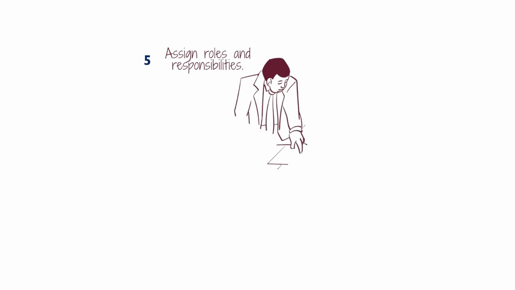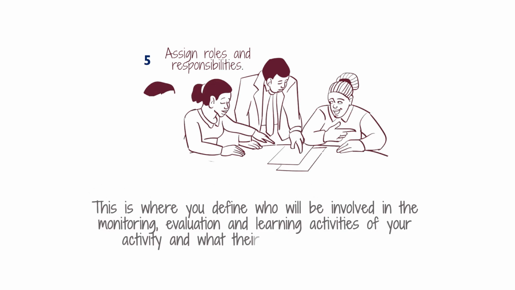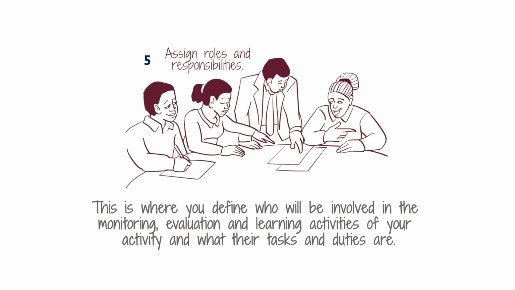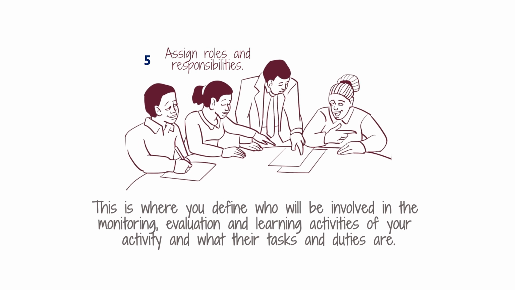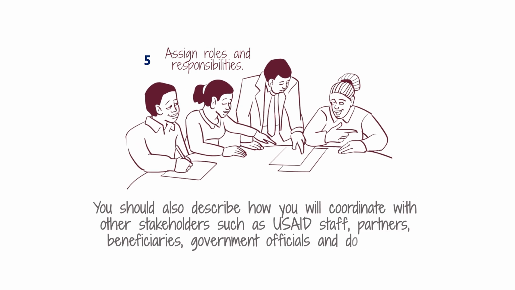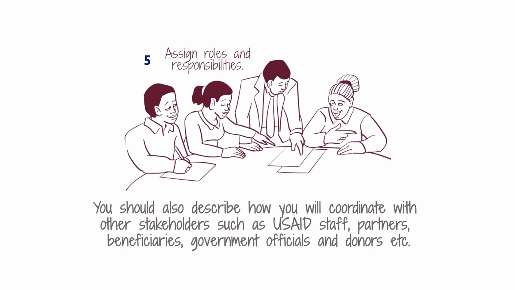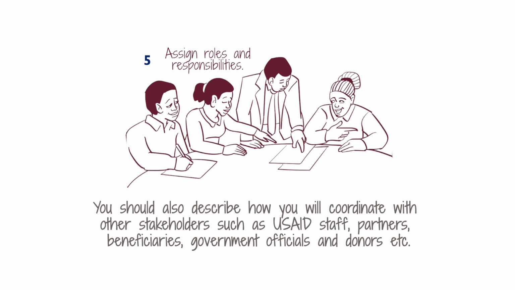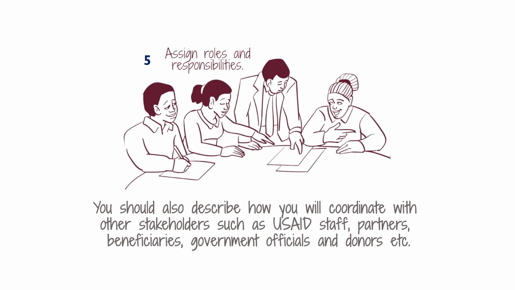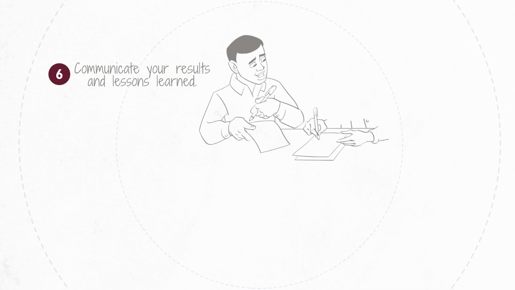5. Assign roles and responsibility. This is where you define who will be involved in the monitoring, evaluation, and learning activities of your activity and what their tasks and duties are. You should also describe how you will coordinate with other stakeholders such as USAID staff, partners, beneficiaries, government officials, donors, and so on.